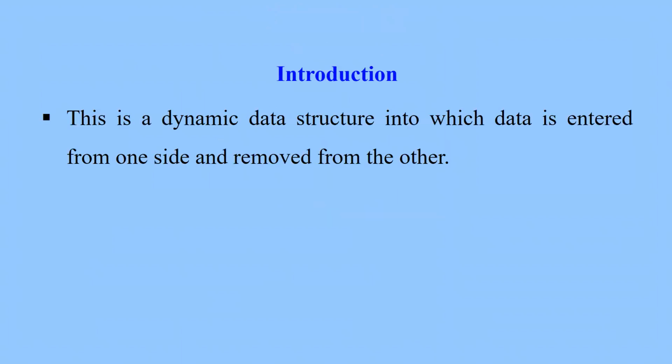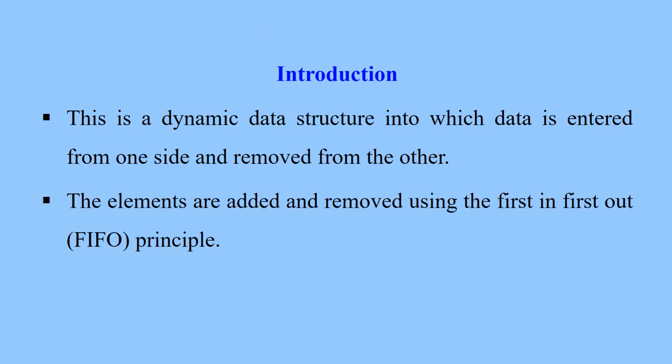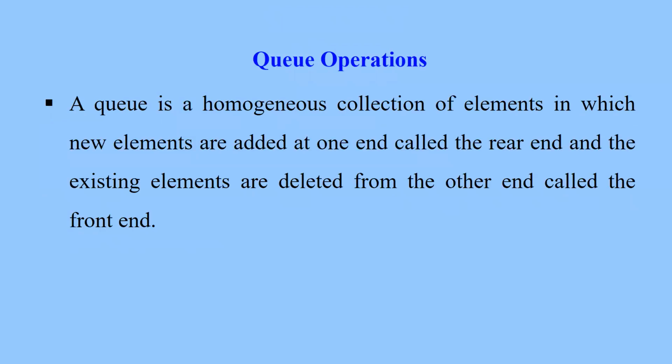What are queues? A queue is a dynamic data structure into which data is entered from one side and removed from the other. The elements are added and removed using the first in, first out principle. The queue operations are those activities which are carried out in queues.